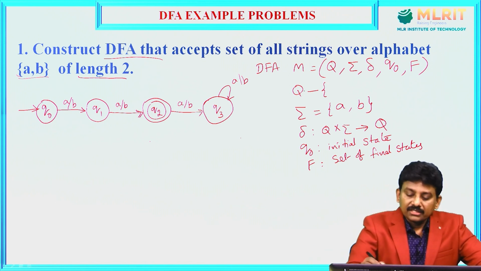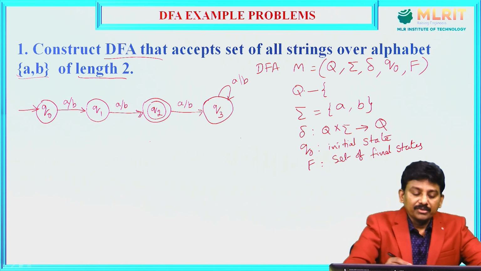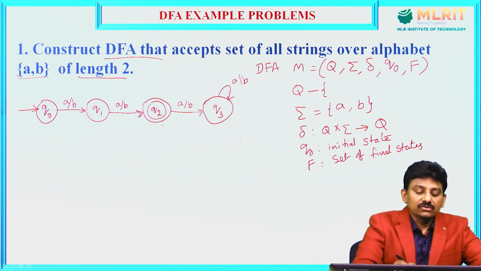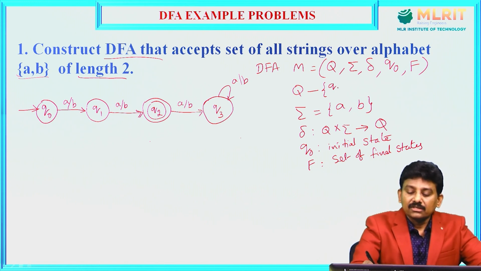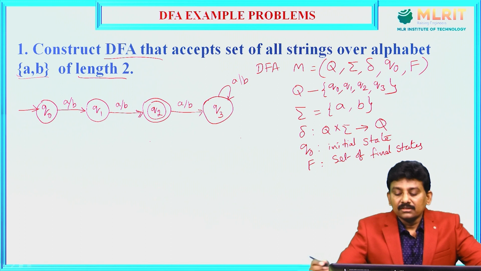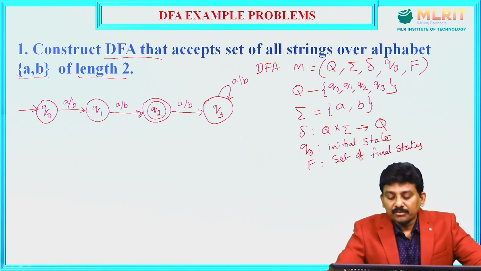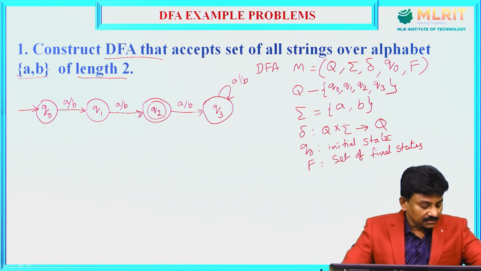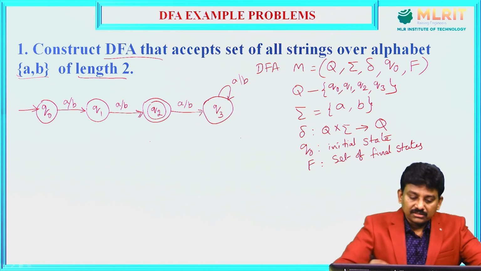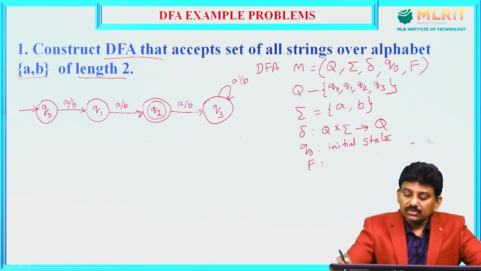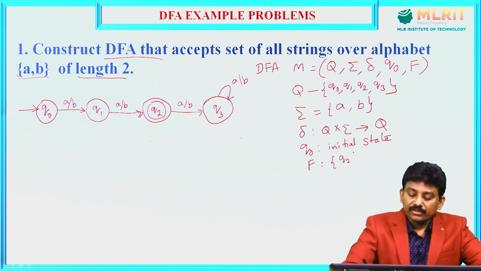So, Q indicates the number of states in the DFA. How many states are there? Q0, Q1, Q2, Q3. 4 states. Input alphabet is A, comma, B. Final state. What is the final state? Final state is Q2. So, F is the set of final states, that is Q2. Q2 is the final state.